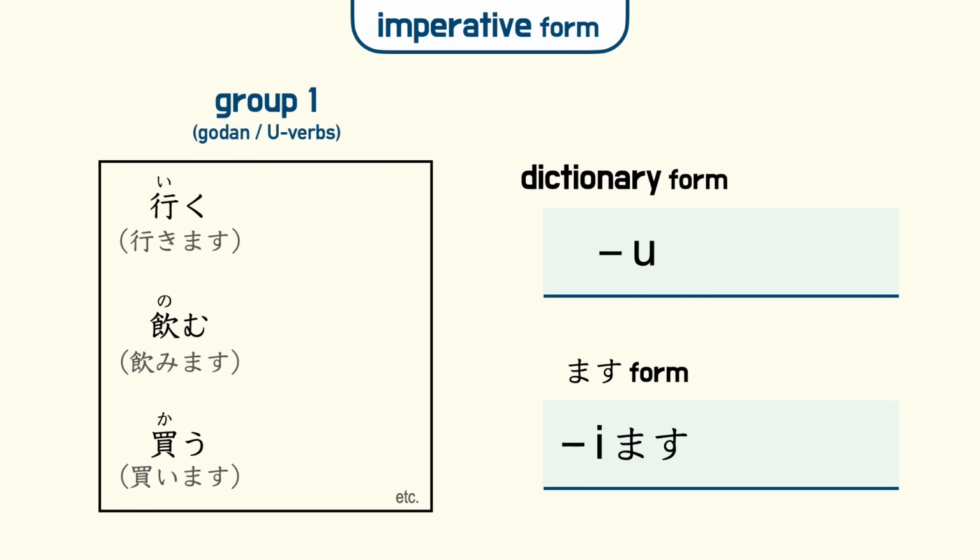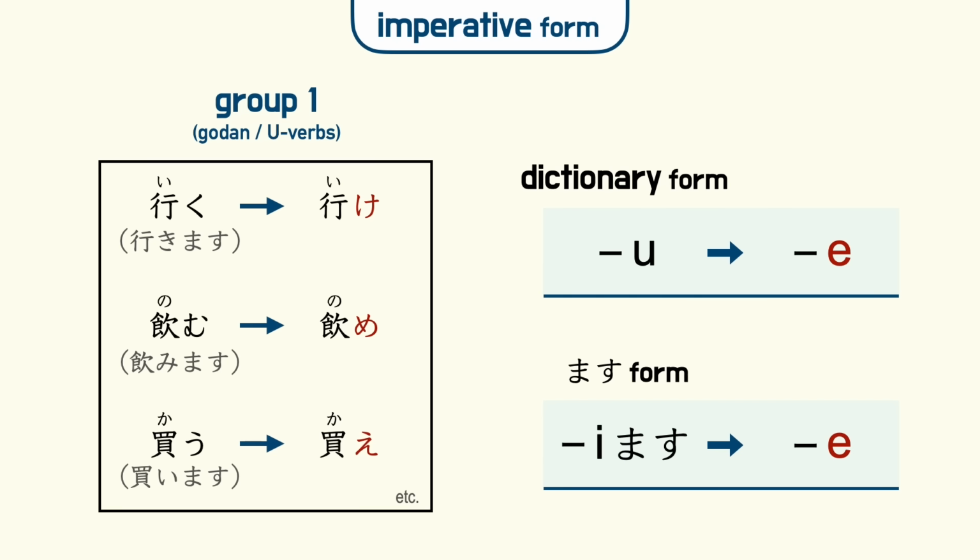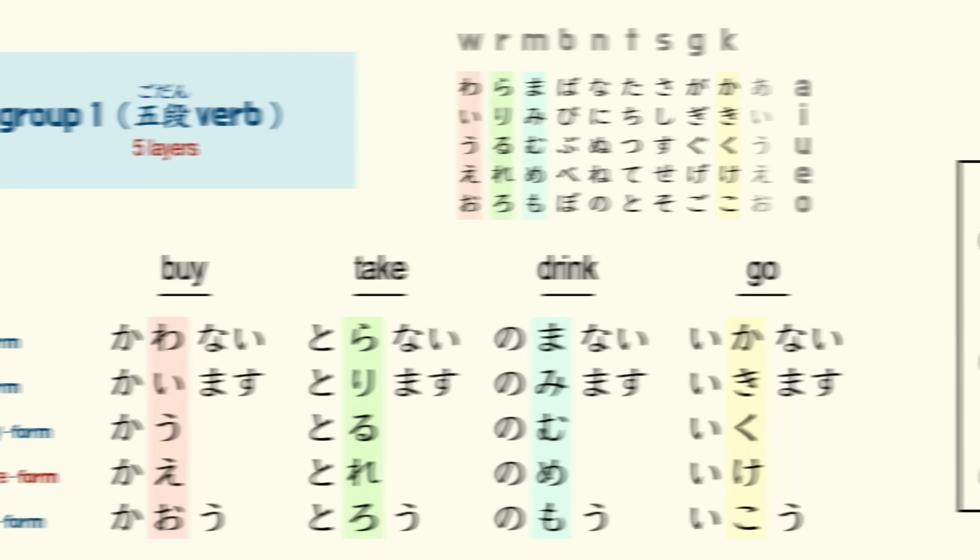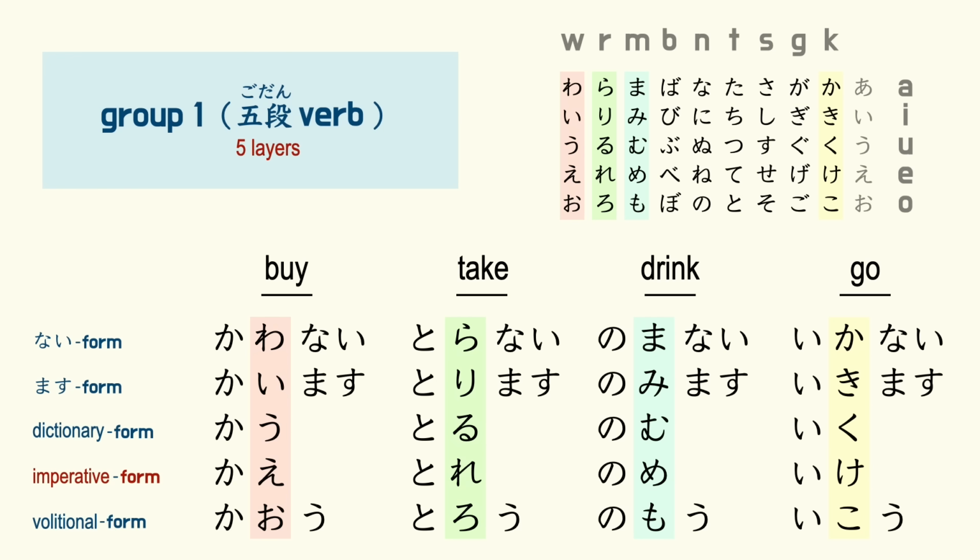And lastly, group 1 verbs. If it's the dictionary form, change the final う vowel sound to the え vowel sound. If it's the ます form, change the い vowel sound plus ます to the え vowel sound. 行く, 行きます, 行け. 飲む, 飲みます, 飲め. 買う, 買います, 買え.